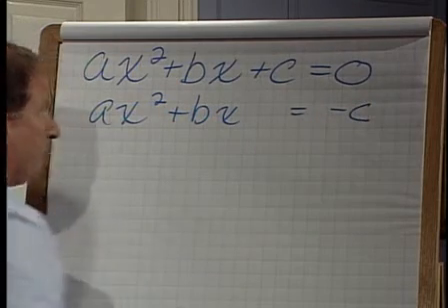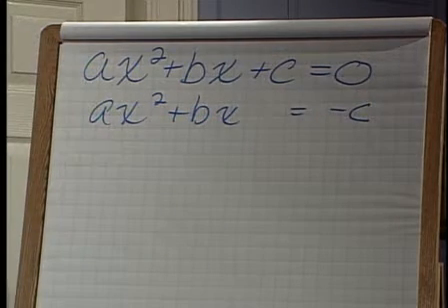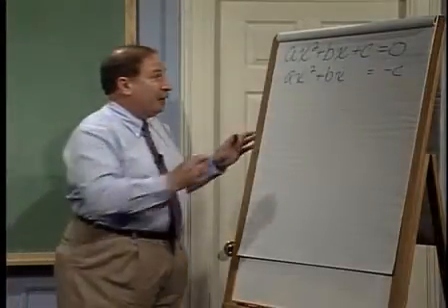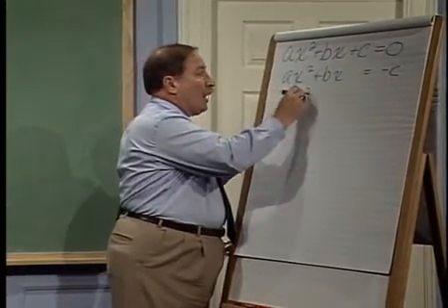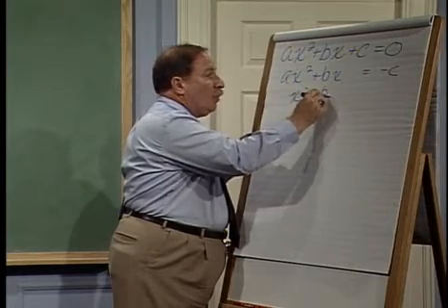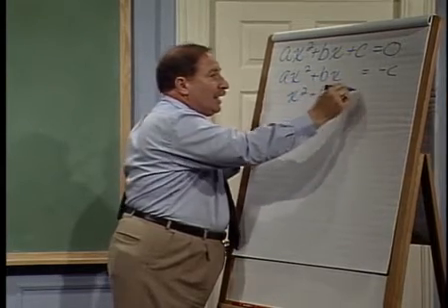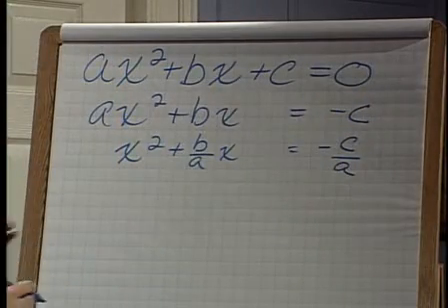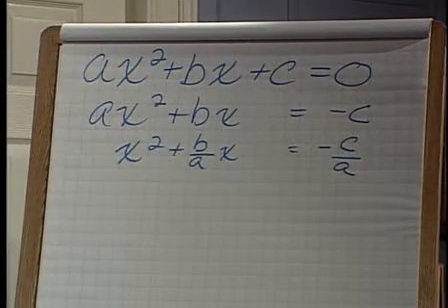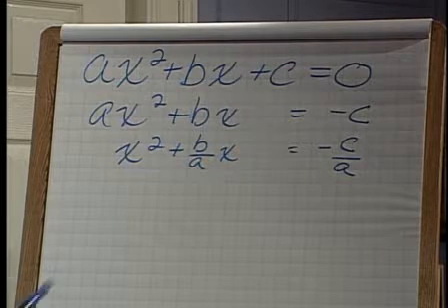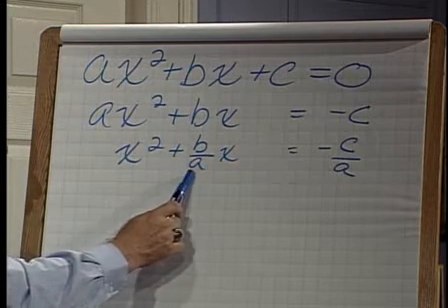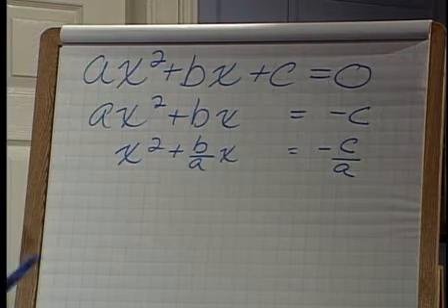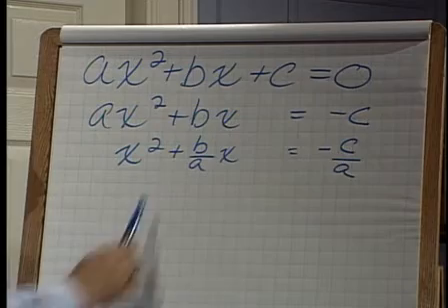Minus c. Okay. The next thing we did was to get rid of the a by dividing everything by a. x squared plus b over a x equals minus c over a. And we now have it in a form in which we can complete the square. We have x squared plus a number times x, and we've got a blank space in there to fill in the term that'll make this a perfect square.